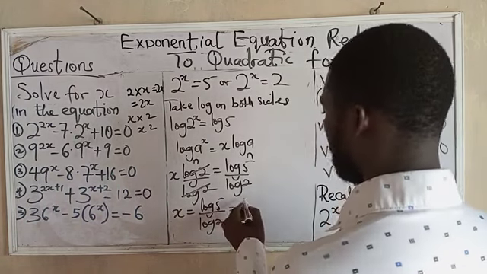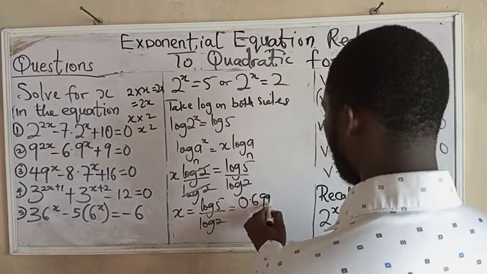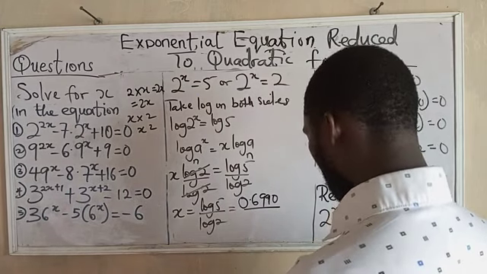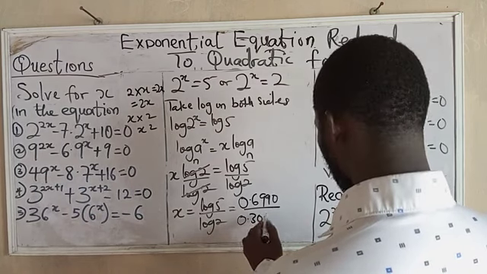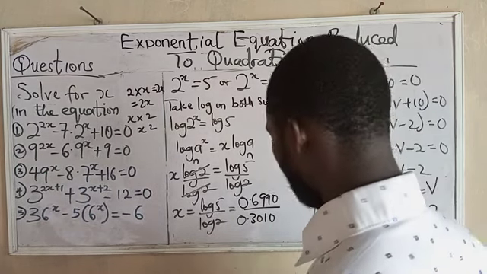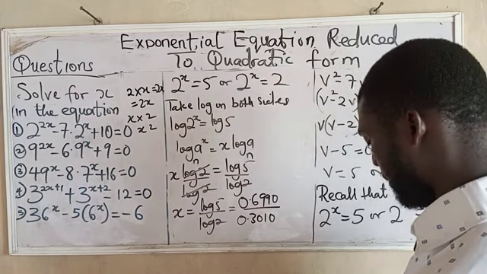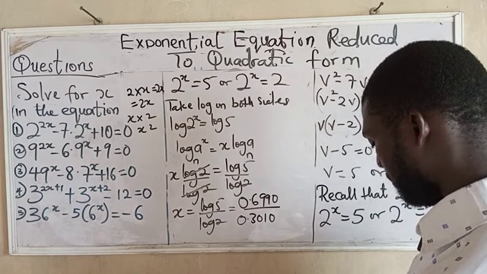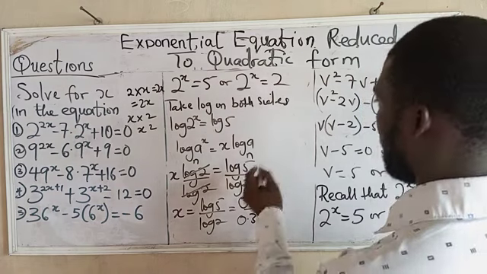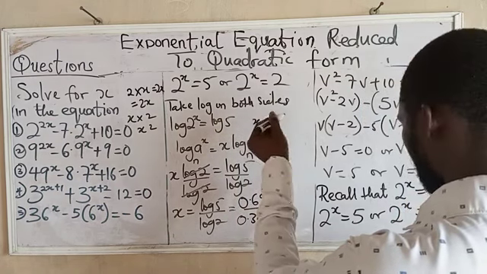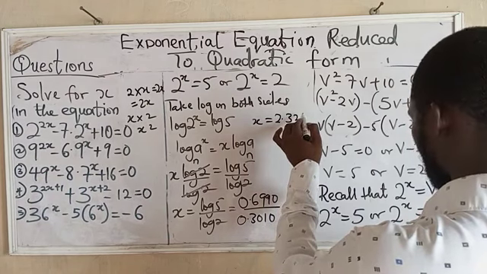So we have 0.6990 divided by log 2, which is 0.3010. So we divide both sides. So we have 0.6990 divided by 0.3010, and we have, so our x equals 2.322.